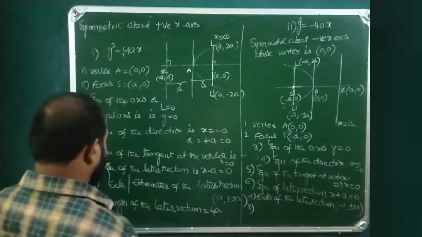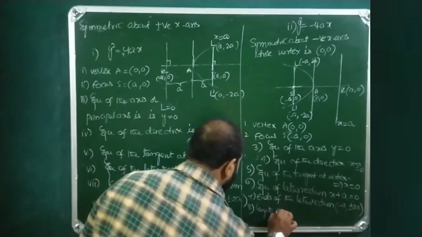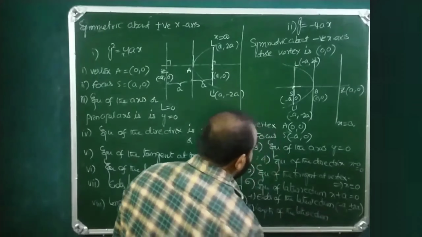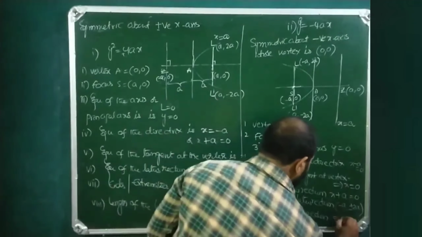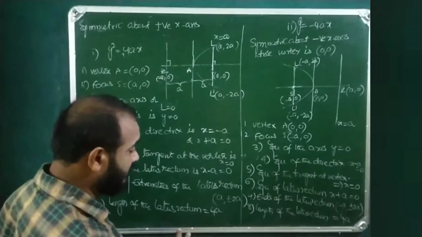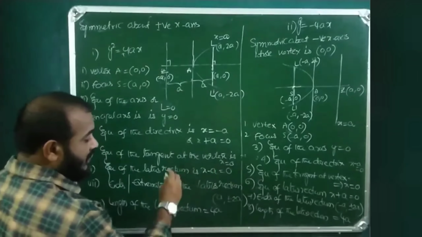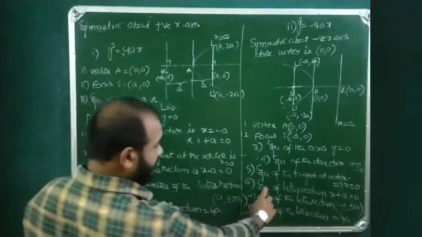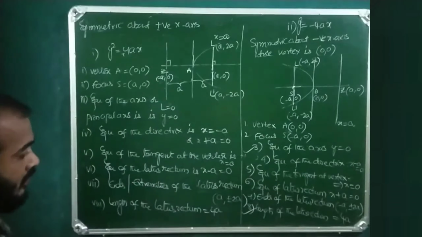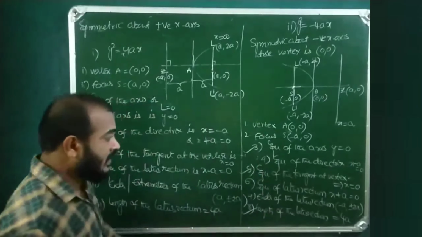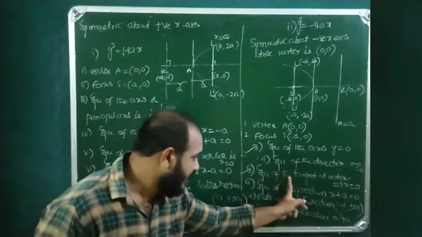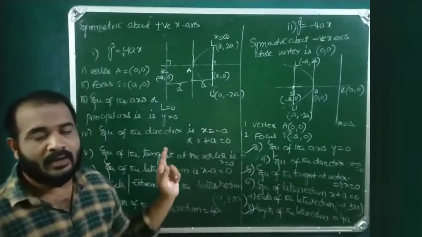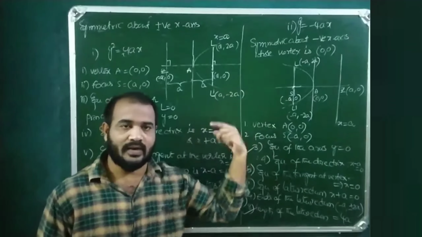And the last point is length of the latus rectum. There would not be any change. Length of the latus rectum is this length 2a plus this length 2a, which equals 4a. Therefore, the things which did not vary are the equation of the axis, the equation of the tangent at the vertex and the length of the latus rectum. These are the same for both the parabolas y square equals plus or minus 4ax.